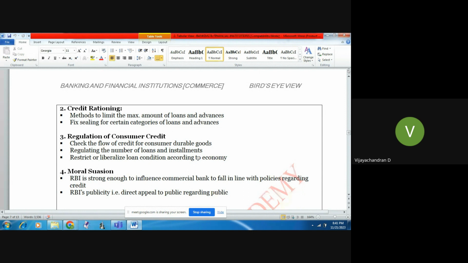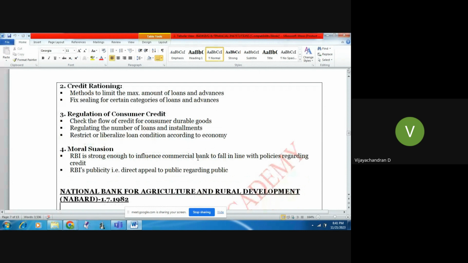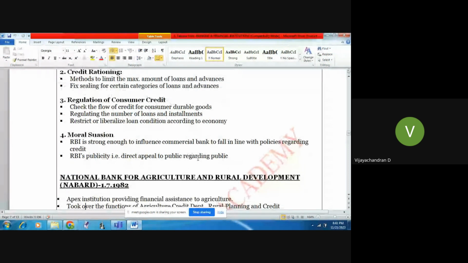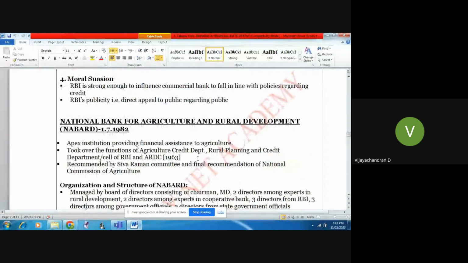Then moral suasion, without any teeth: they will be friendly. They will say it in a friendly way, without any teeth. So they will give the direction without any restriction, without any conditions. This is moral suasion.